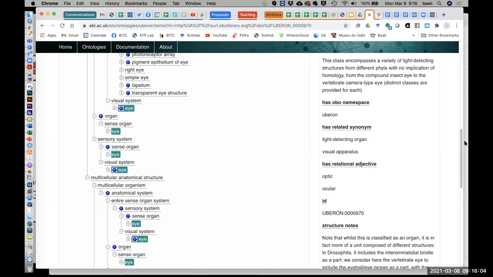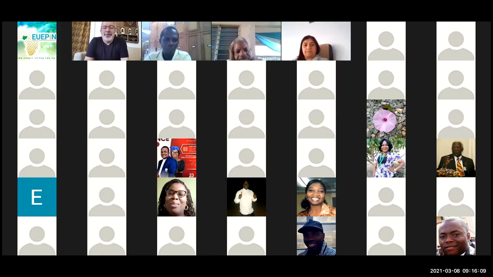So for example, a population of individuals that makes up a species, that is also a population of individual occurrence records, right? But it is also part of a geographic range of a species. Okay, so in the same way I showed you with the eye being part of something and made up of something, these concepts relevant to biodiversity have upward and downward relationships.